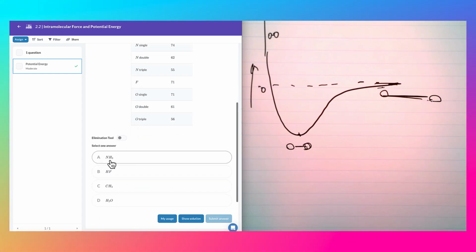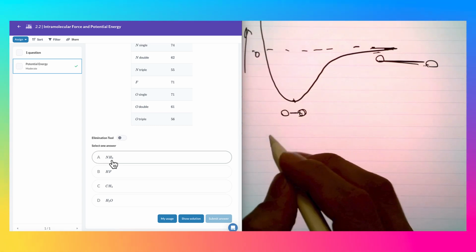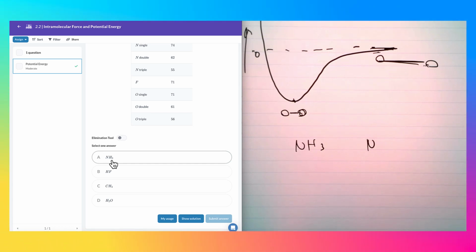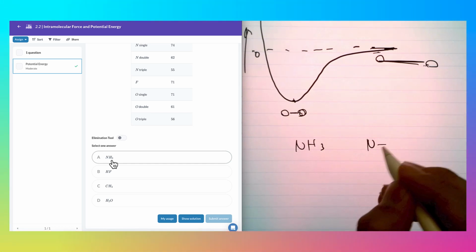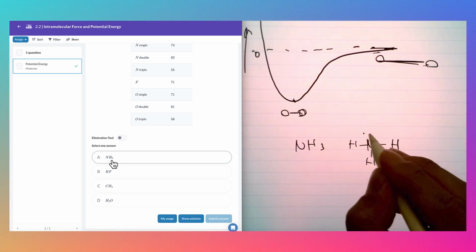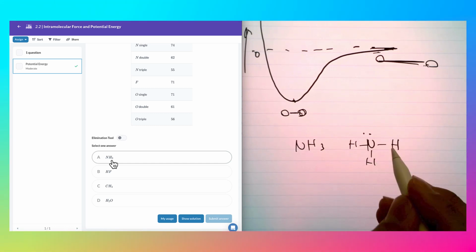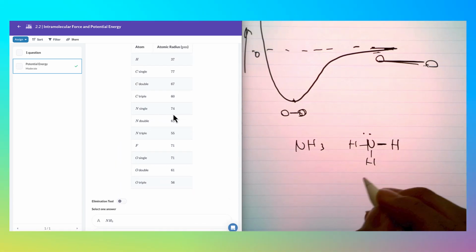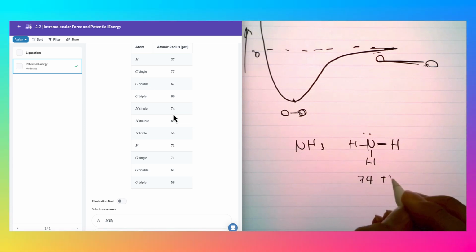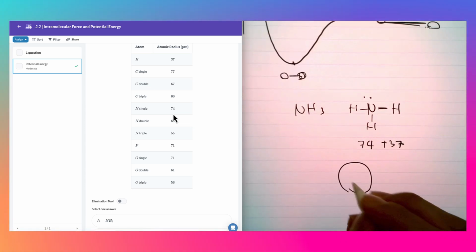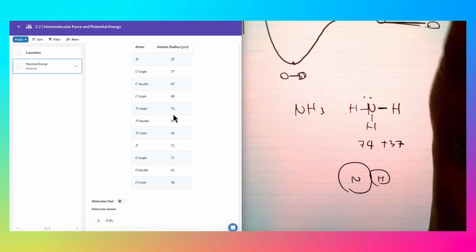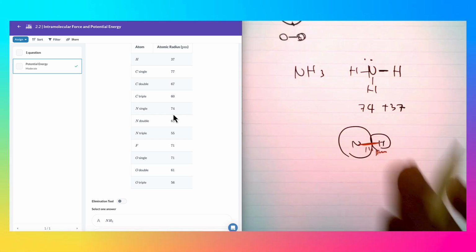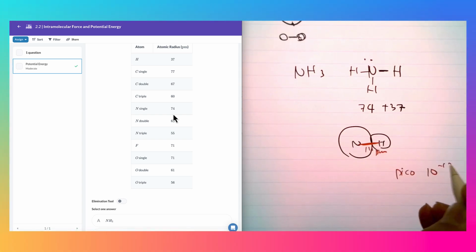So starting with choice A, we have nitrogen with hydrogen. So another thing they are testing you here is how you can draw your molecule and determine whether it has double bond or single bond or triple bond. So if you draw your Lewis dot structure for ammonia, you get this structure, NH single bond. So NH 74, so between these bonds 74, hydrogen 37. So it's like you have nitrogen and hydrogen, and their internuclear distance is about 111 picometer. Now in case you don't know what pico is, 10 to the power of negative 12.